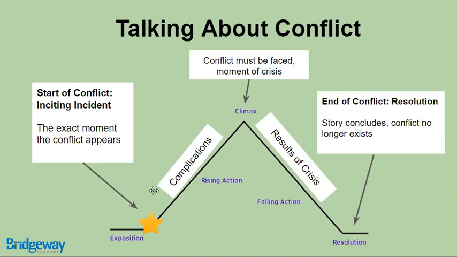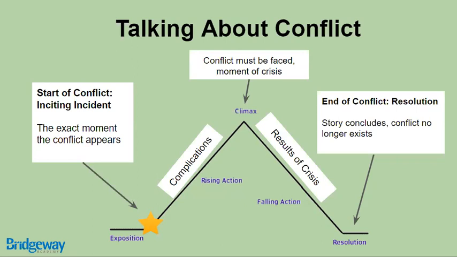So starting at the bottom beginning here on the left side, we have the exposition. This is sometimes called the beginning of the story or the intro of the story, right? So that is where we're introducing the characters and any information about the setting, all those sensory details, trying to immerse the reader. And then we run up into the inciting incident. The inciting incident where that star is the exact moment where our conflict starts.